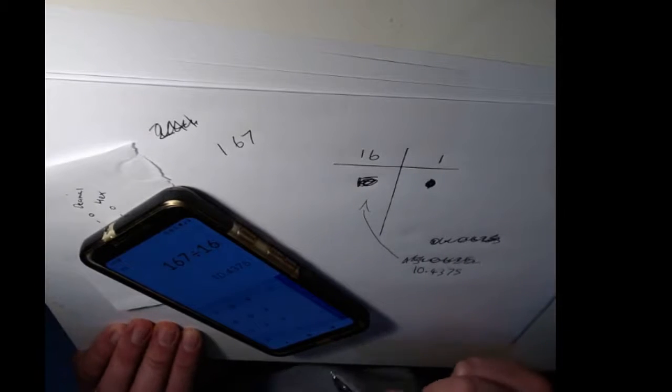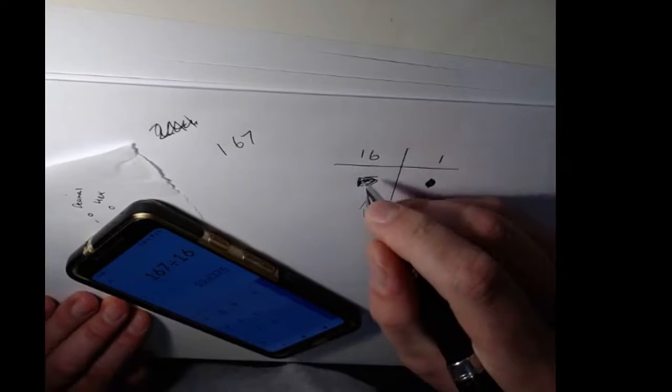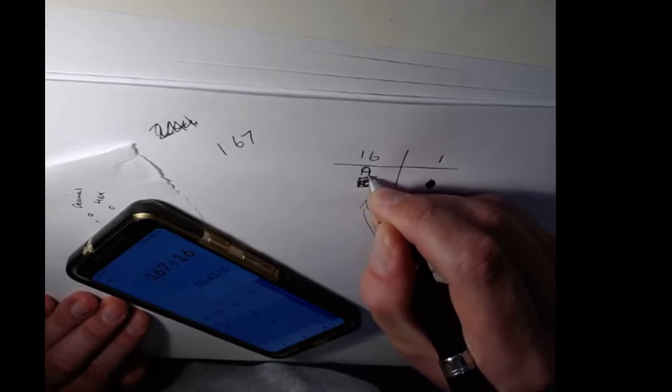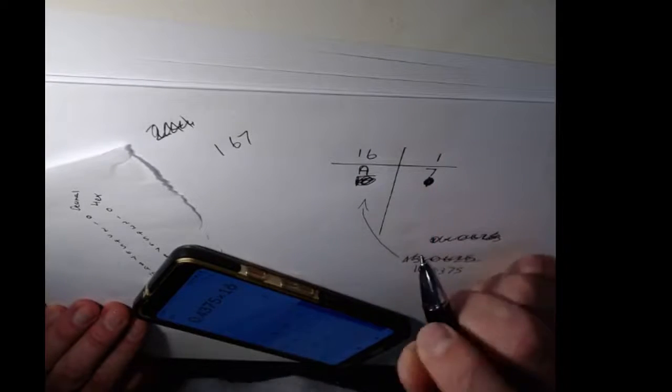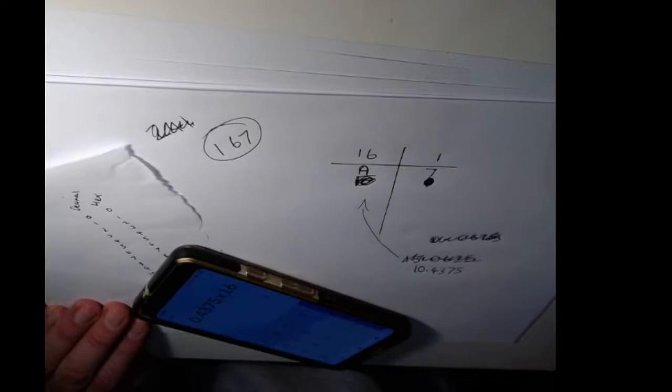10.4375. So if we look at our sheet, 10 is A, so the first letter is going to be A. And then we need to do the remainder, so we need to times the remainder by 16. 0.4375 times 16 is 7. If we look at the sheet, 7 is just itself, so it's going to be A7. So 167 in hexadecimal is A7.